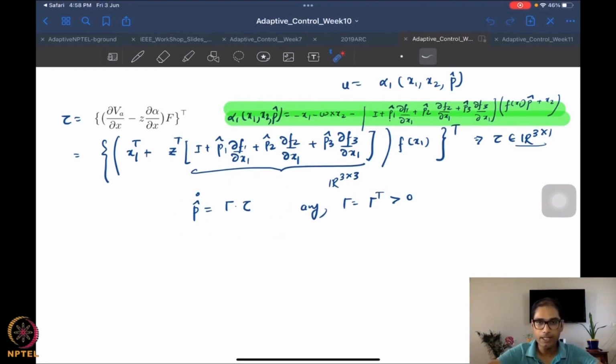So your parameter update law, in fact, does contain p hats also. Yeah, this is not something that we have seen until now. Yeah, only in the tuning function method. But remember, the tuning function method is alleviating both the issues that we had in our earlier designs.